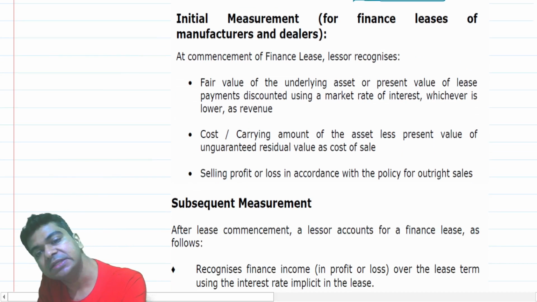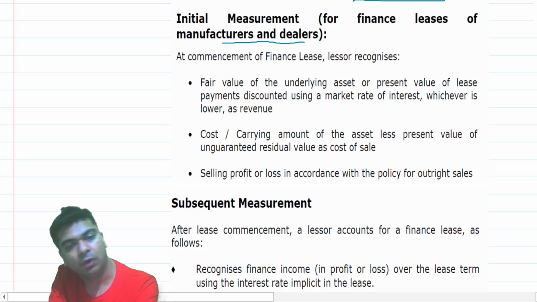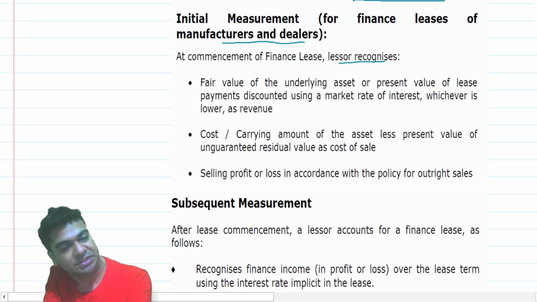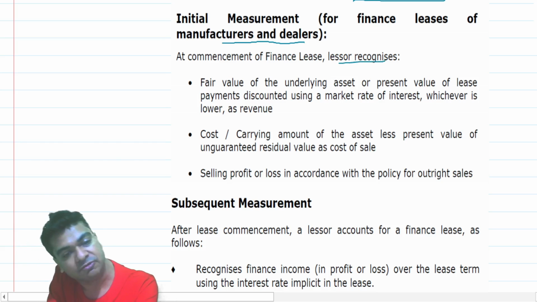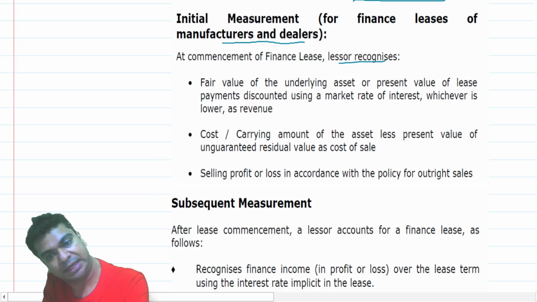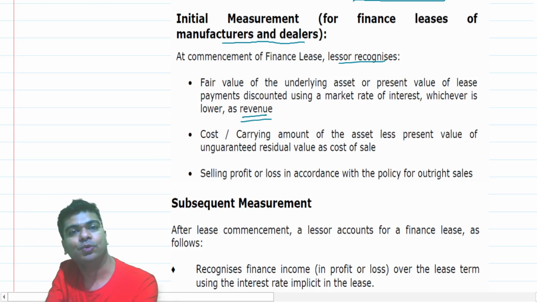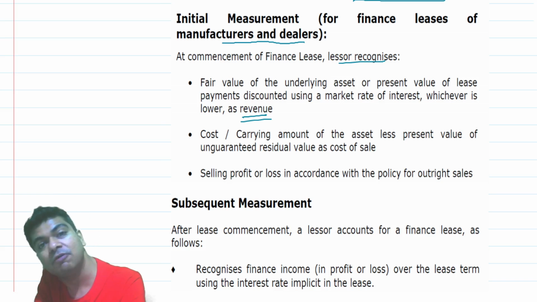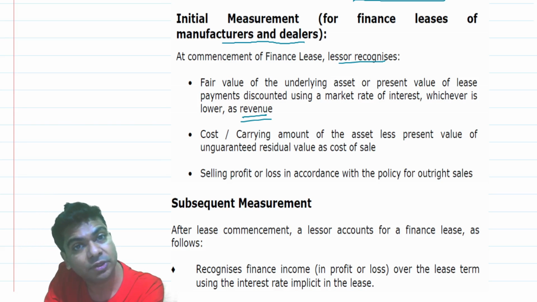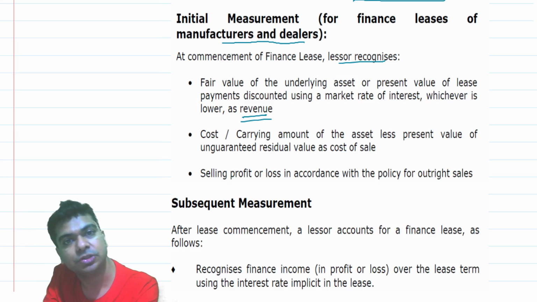Initial measurement, they are saying, for finance leases of manufacturers and dealers. The lessor recognizes the fair value of the underlying asset or the present value of lease payments discounted using a market rate of interest, whichever is lower, as revenue. If you are a manufacturer or a dealer and you are entering into a finance lease, you will have to recognize revenue. Recognizing revenue means you have to treat the finance lease as a sale transaction.